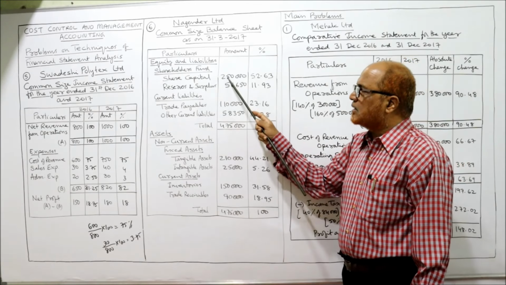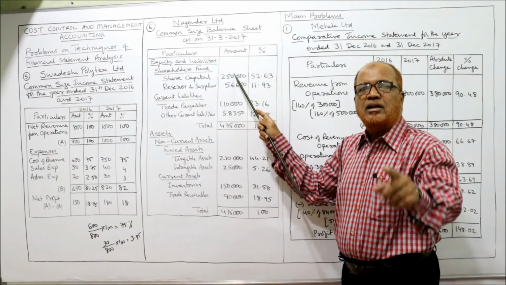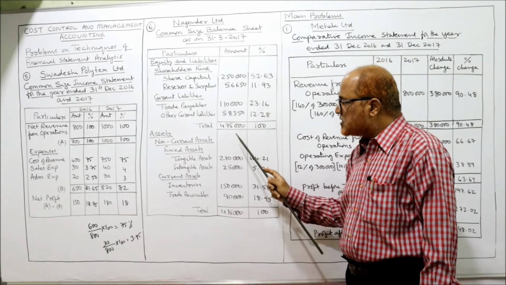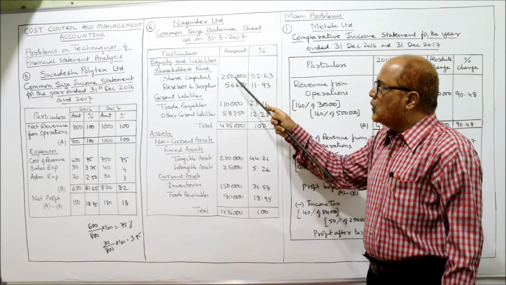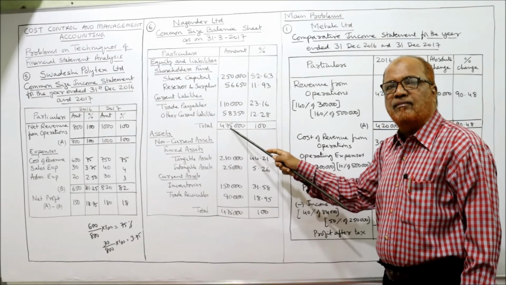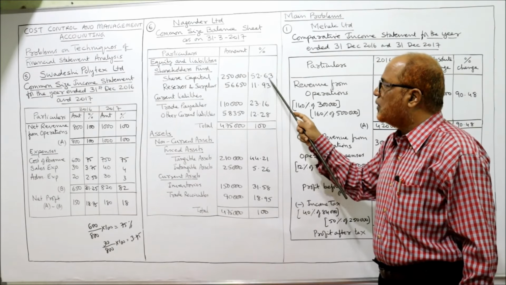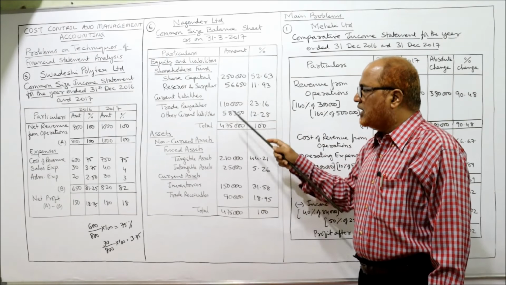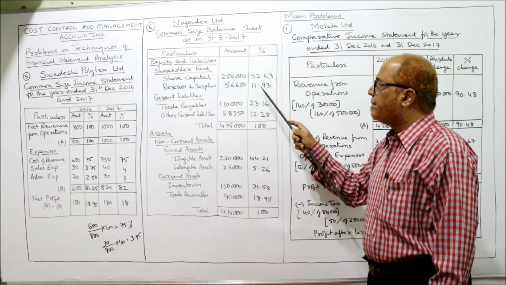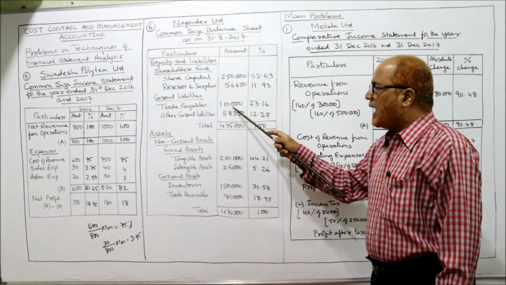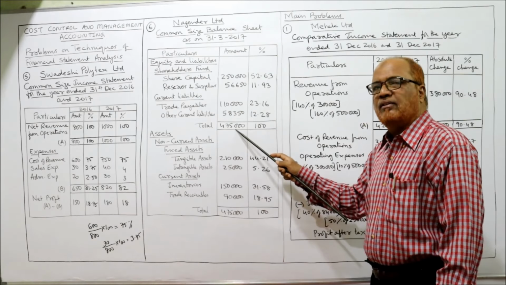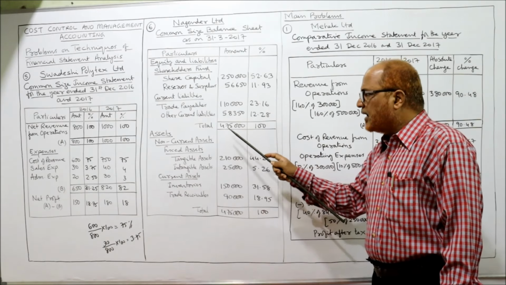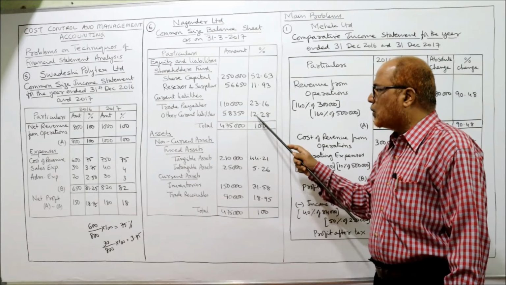That means first one, share capital. How much is the share capital? 2,50,000. Take 2,50,000 in numerator and denominator base value. What is the base value? 4,75,000. So 2,50,000 divided by 4,75,000 into 100, you will get 52.63. Similarly, numerator is 56,650. 56,650 divided by 4,75,000 into 100, 11.93. 1,10,000 divided by 4,75,000 into 100, 23.16. Then 58,350 divided by 4,75,000 into 100, 12.28.